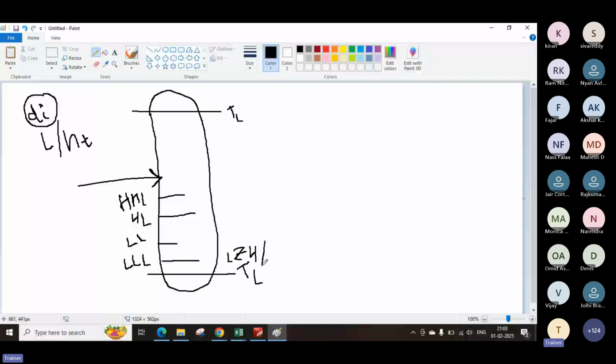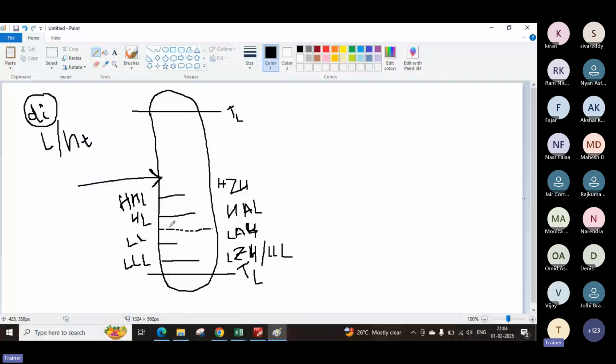Some companies call this LAH, HAL, LAL. It is LH. It is LAL. Then this is called LZH. This is LZL, that is nothing but the trip. There is also a normal liquid level in between the high liquid level and the low liquid level.